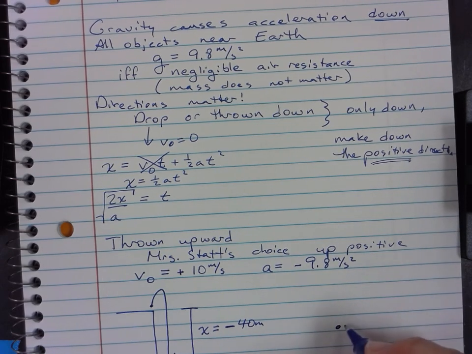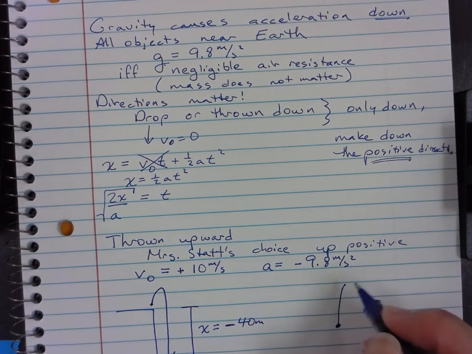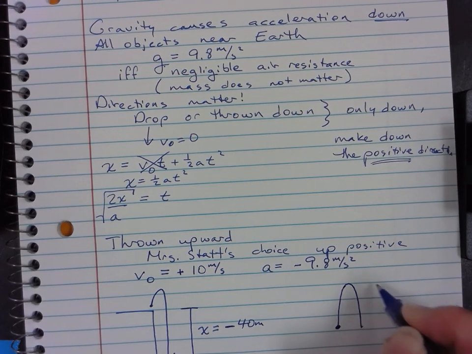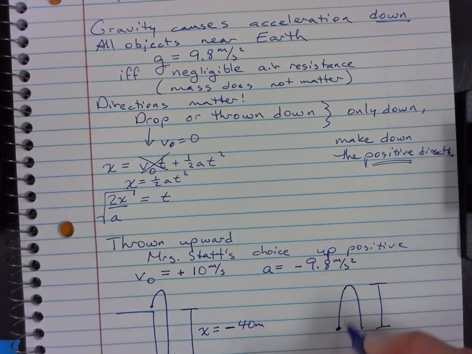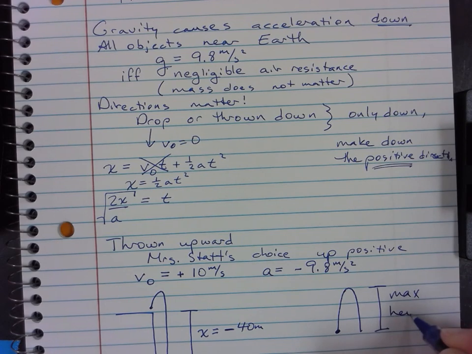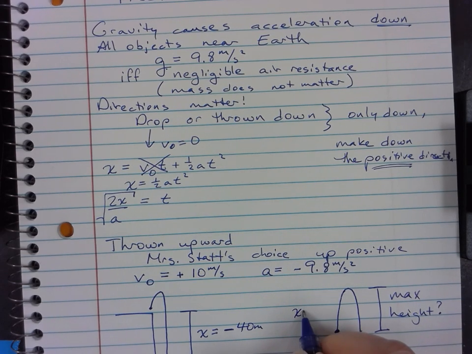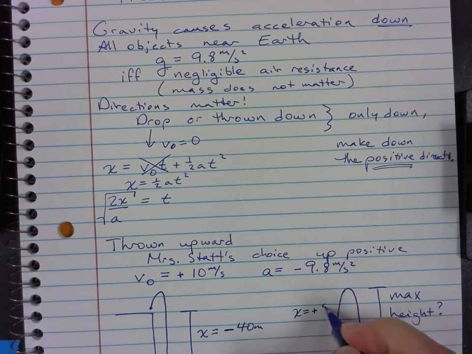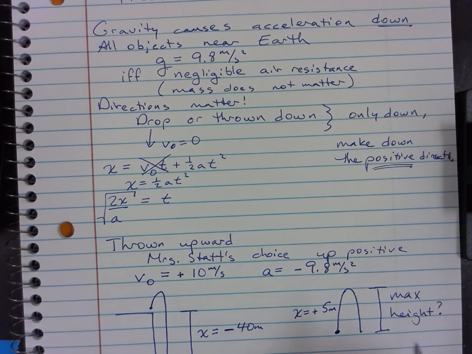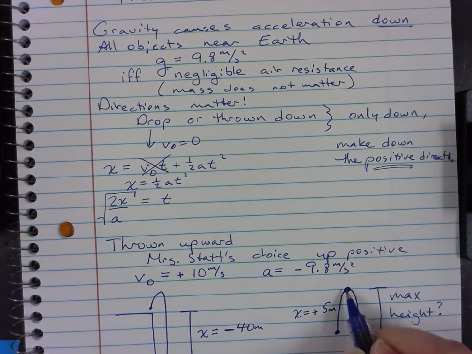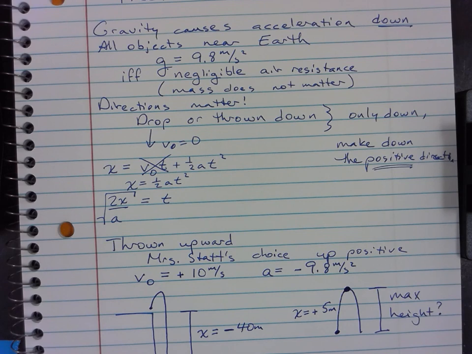If on the other hand it's thrown upward, and pretend that's in a straight line, I want to know the max height. Well, or if I'm given the max height, this number would be a positive 5 meters, because max height is above where we started. So especially if you're given a displacement in an upward thrown problem, be really careful about the sign on that too.